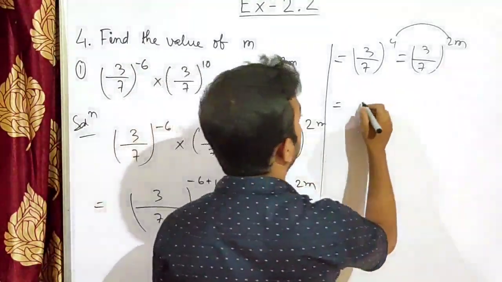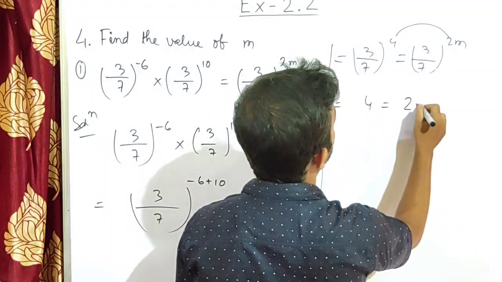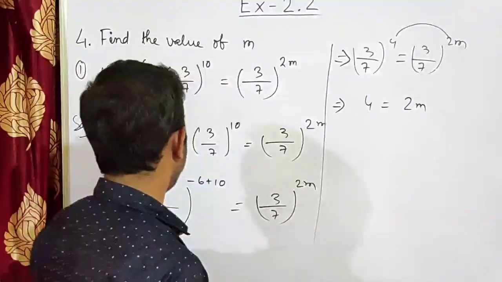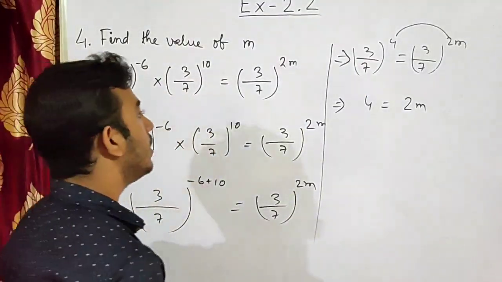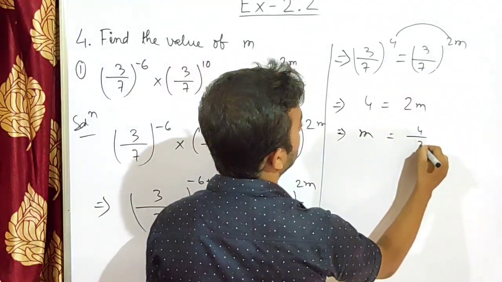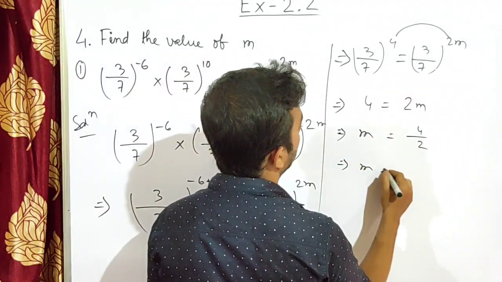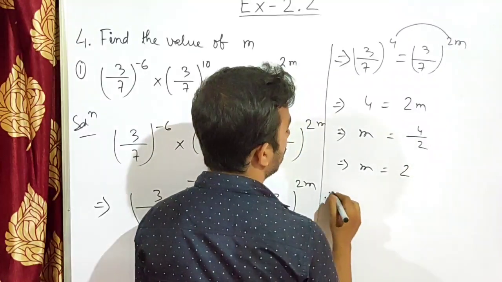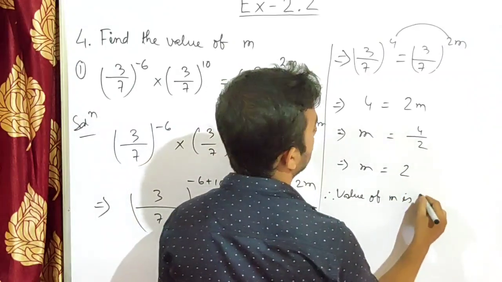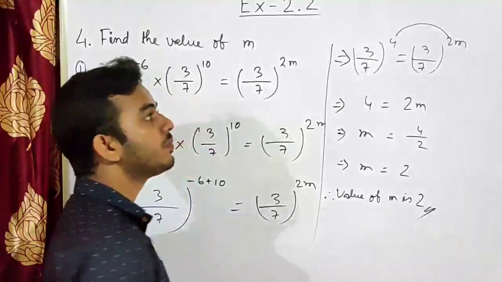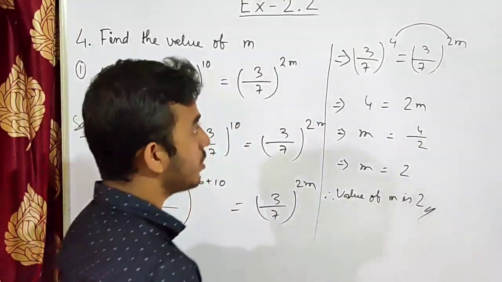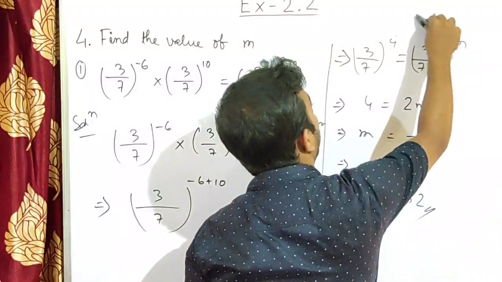So can we write it like this: 4 equals 2m? Here we have to give the implies sign. Now this one is very easy. m equals 4 by 2, m equals 2. Therefore the value of m is 2, isn't it? I hope you have understood how to find the value of any unknown.